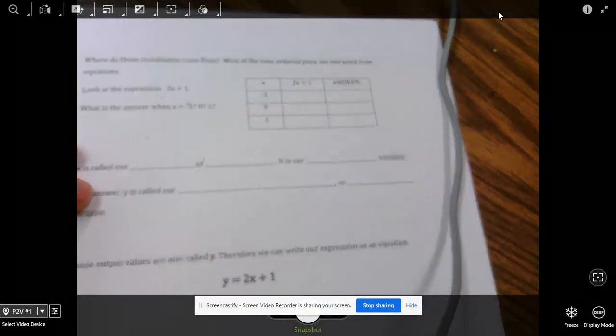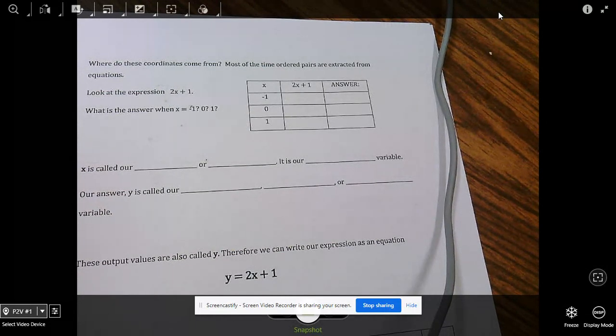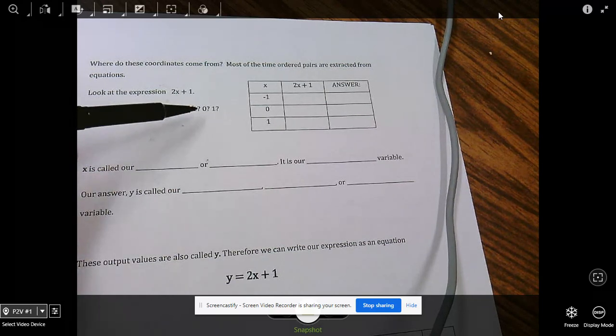The next page says, where do these coordinates come from? Most of the time, ordered pairs are extracted from equations. Look at the expression 2x plus 1. What is the answer when x is negative 1, 0, and 1?